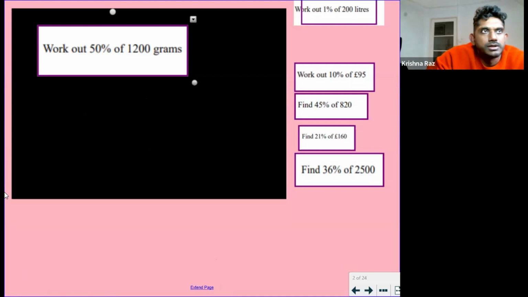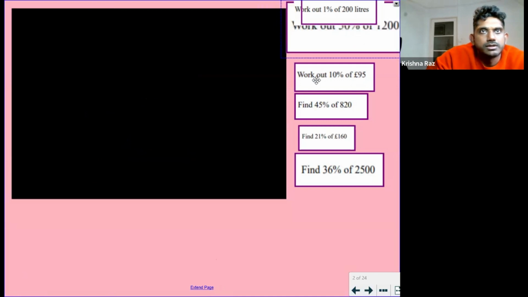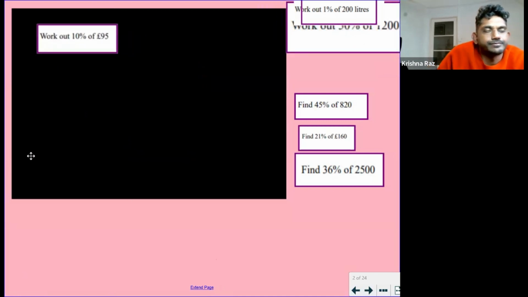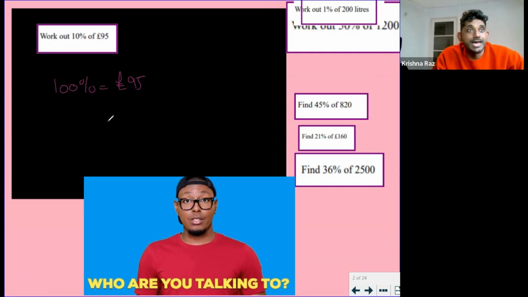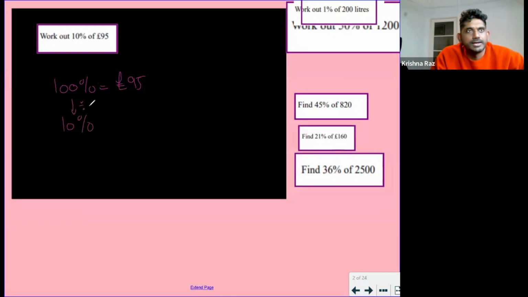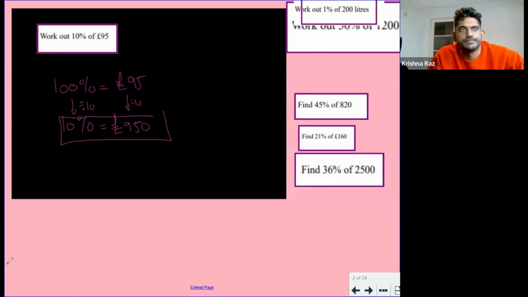Next one. 10%. All right. If 100% is 95, how many 10s go into 100? You got it, 10. So 10% is gained by dividing 100% by 10. And 95 pounds divided by 10 is £9.50, which will be the answer.